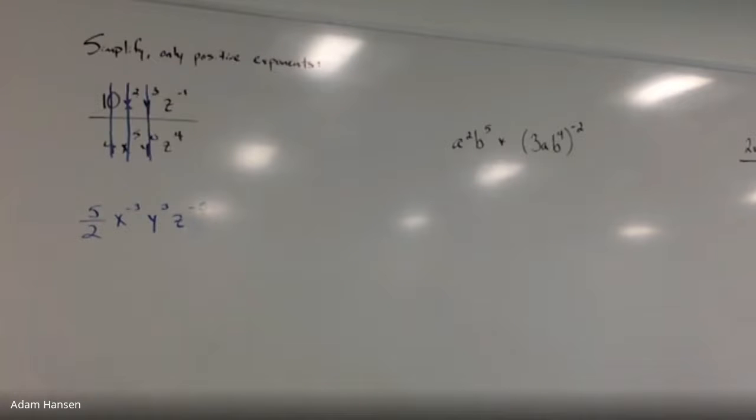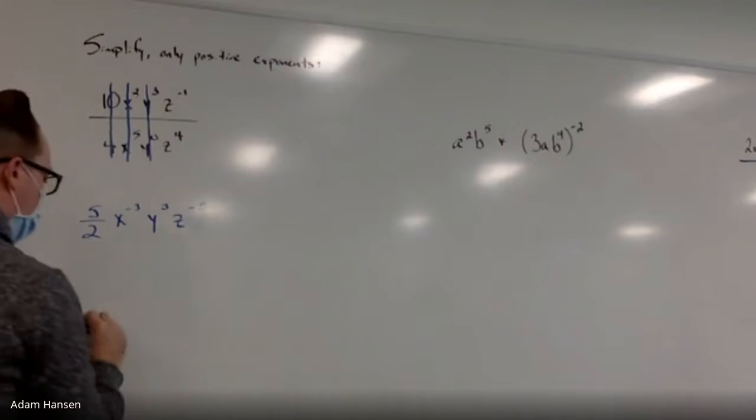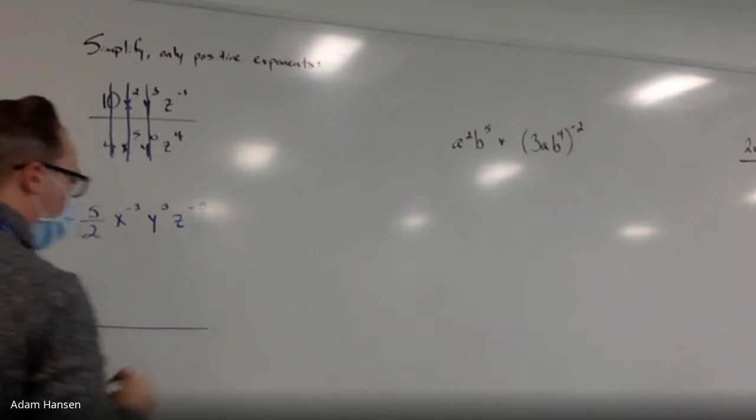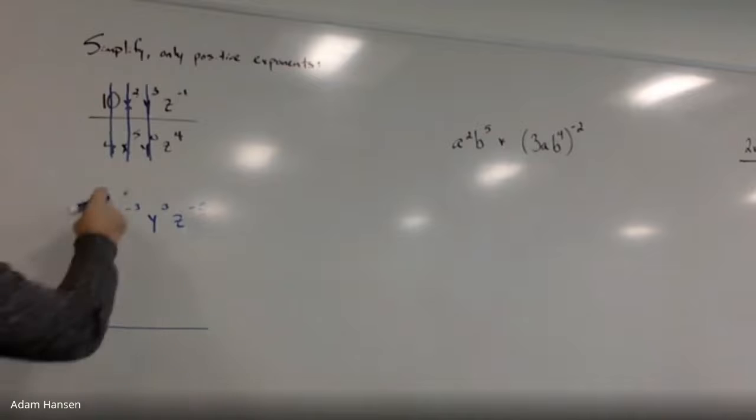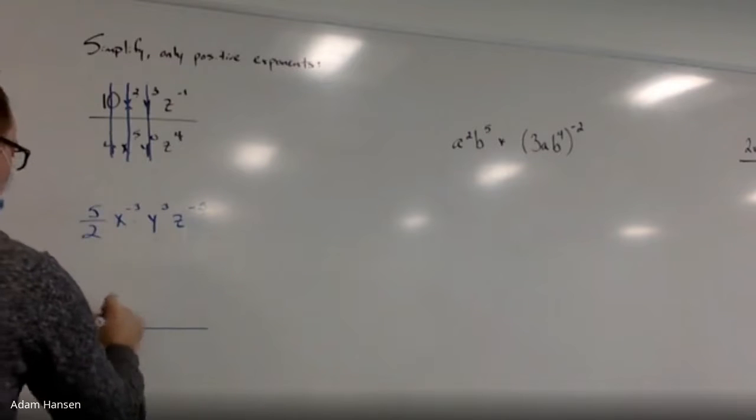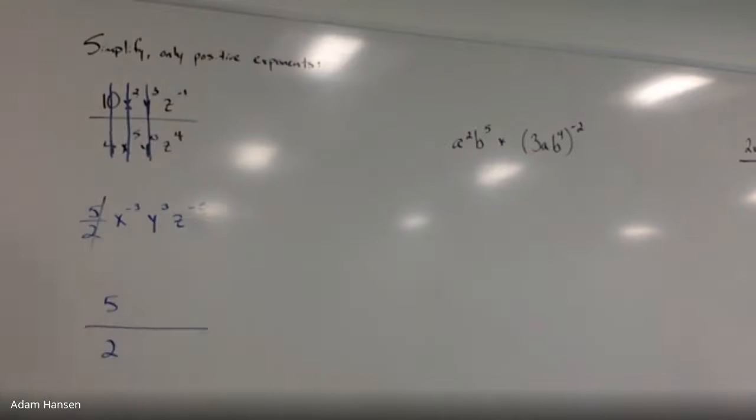Does the y to the third have to go anywhere? Nope. It's already positive. Let's just make one big fraction mark and start building our answer by thinking about what has to stay on top and what needs to get put back down in the denominator because it's a negative exponent. I have a 5 over 2, so let's put a 5 on top and a 2 on bottom.